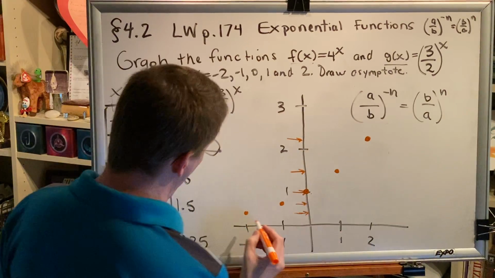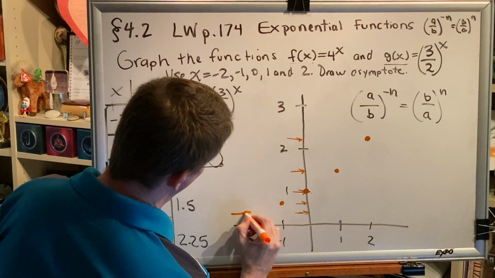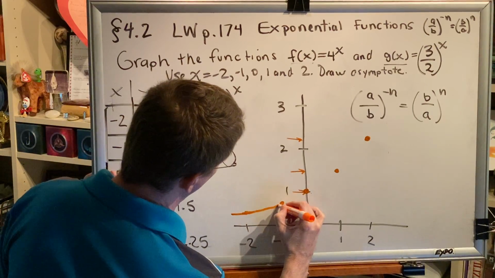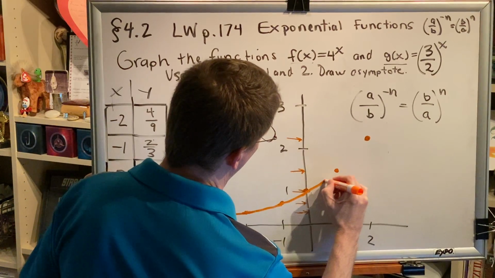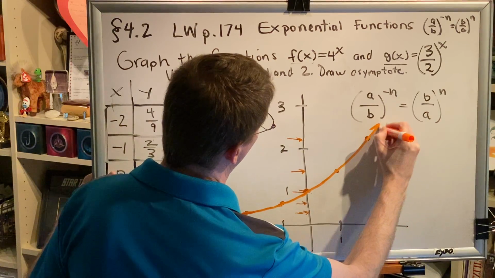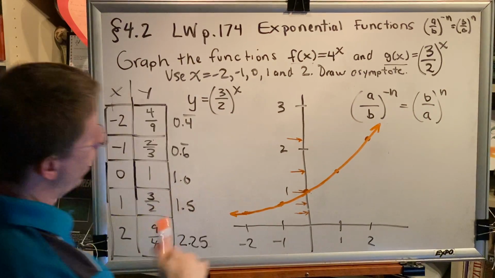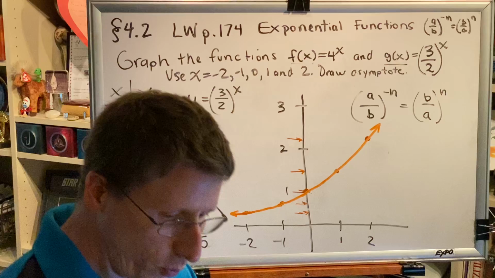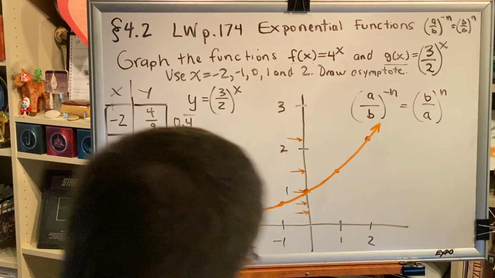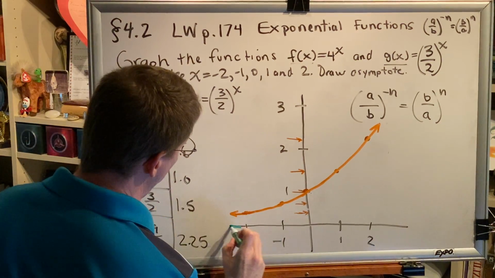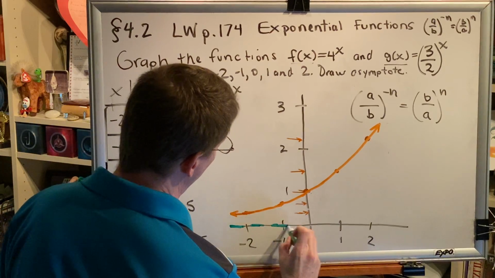Now connect your dots together, and we see the familiar shape of the exponential function. And just like all exponential functions we've looked at previously, we have the asymptote sitting right on top of the x-axis.